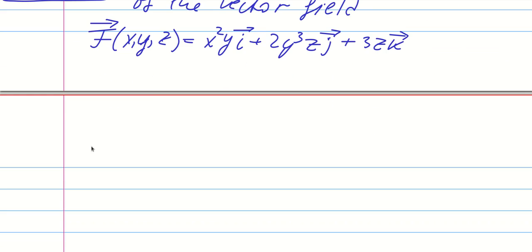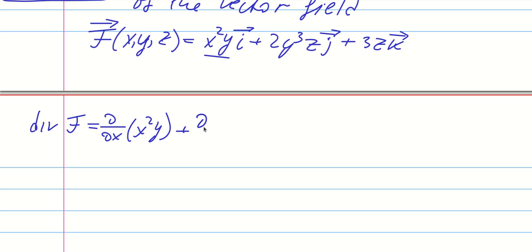Okay, so let's do this out. So for the divergence, this is an easier one to calculate. We just calculate the partial with respect to x of this part, and we add the partial with respect to y of this part, and we add the partial with respect to z of this part here.